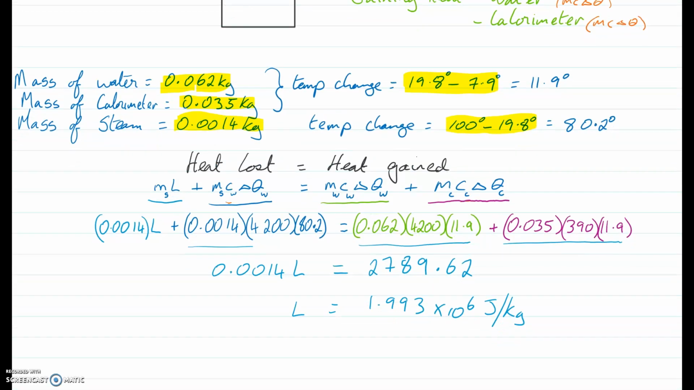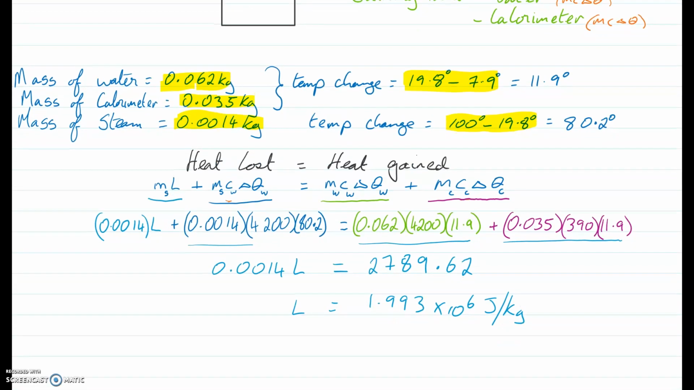So what I want you to do is, in your books, you have question 7 and question 8 that are similar-ish enough. 7 is almost identical, except you're using ice in this case, and question 8 then. I want you to have a go at those.